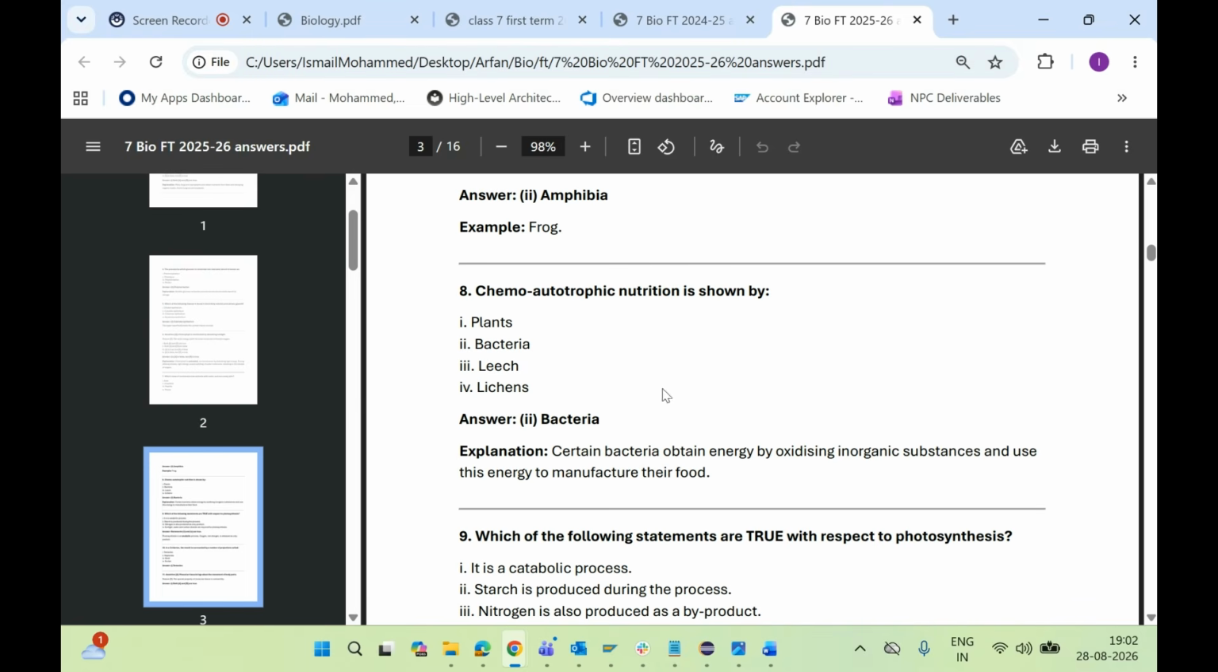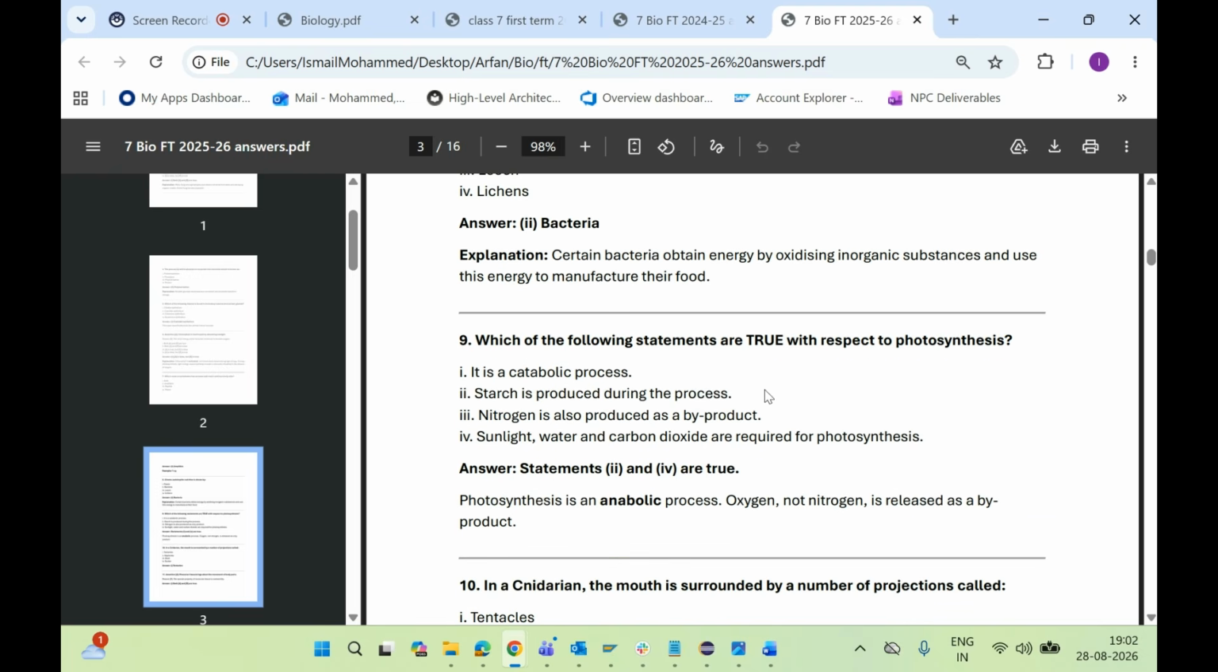Chemoautotrophic nutrition is shown by bacteria. So again, in modes of nutrition, you have autotrophic and heterotrophic. In autotrophic, you have the one with green plants, and there is chemoautotrophic. Example: the bacteria. In heterotrophic, you have different kinds like parasitic, saprophytic, and two other kinds. Just check in the textbook.